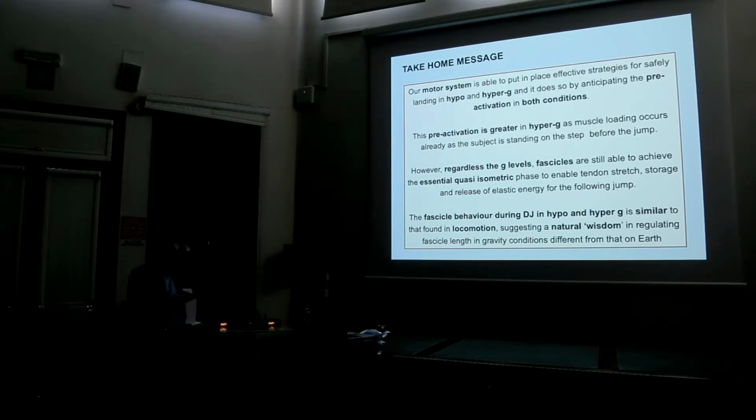And lastly, the fascicle behavior during drop jumping in hypo-G and hyper-G is similar to that found in locomotion, where we consider the changes in fascicle length and changes in tendon length. These are very similar to what we see during locomotion as well as running, suggesting that there is a natural wisdom that regulates fascicle length in gravity conditions different from those of Earth.